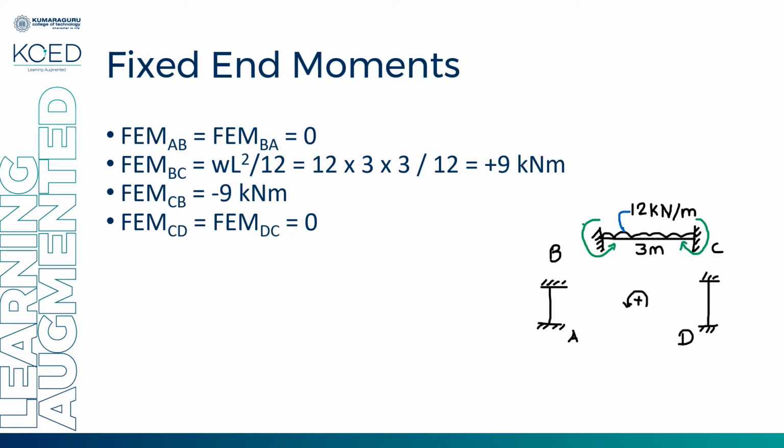The span BC alone carries a uniformly distributed load of 12 kN per meter over the entire span of 3 meters. The fixed end moment will be WL square by 12. So the fixed end moment at BC will be in anticlockwise direction. We will assume anticlockwise direction as positive for moments, and the fixed end moment CB will be in clockwise, so it will be minus 9 kilonewton meters. For the spans AB and CD, there is no exterior load, so the value of fixed moments will be 0 for these two spans.